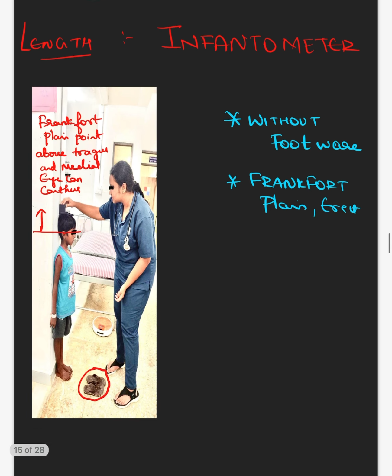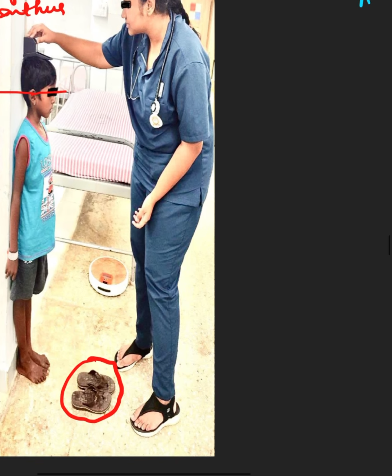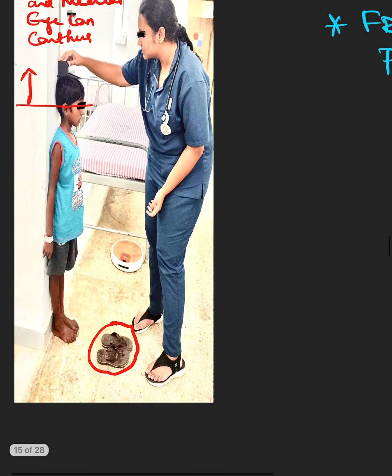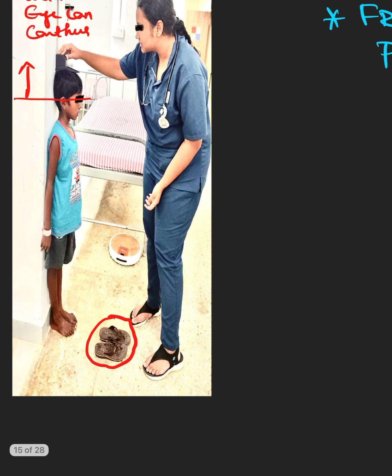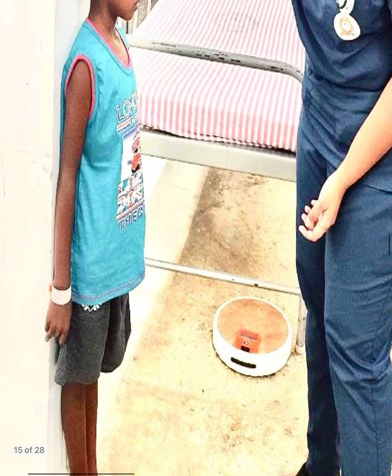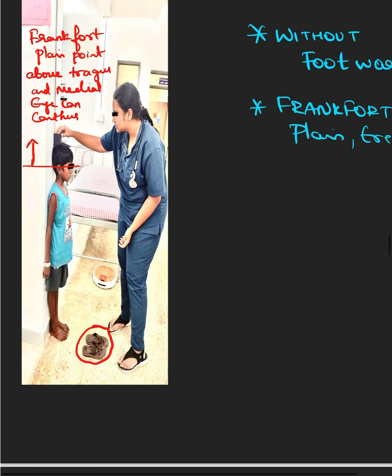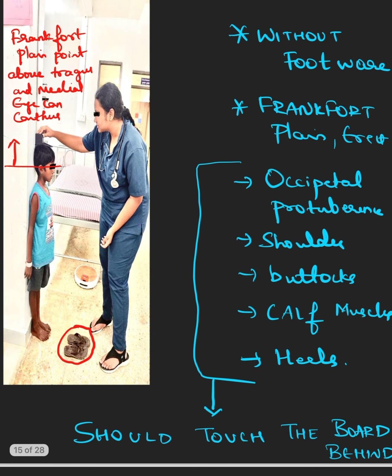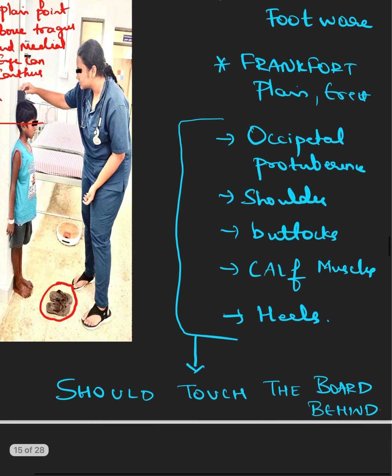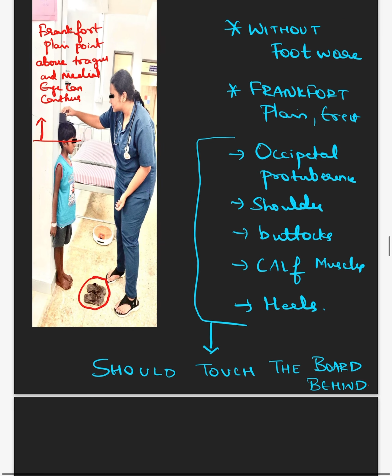That plane is called the Frankfurt plane. And we should measure after removing footwear. The points which should touch the back of the board are the occiput, shoulders, buttocks, calves, and heels. That is the occipital protuberance, shoulder, buttocks, calf muscles, and heels.